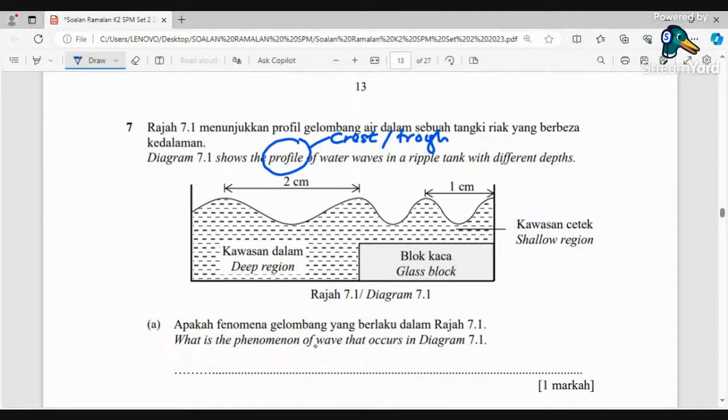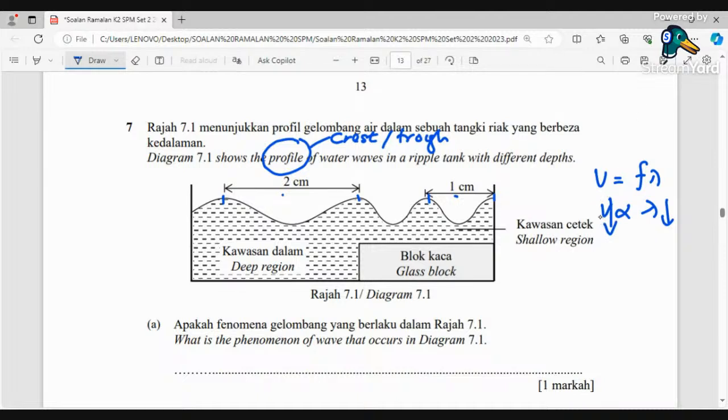Okay, what is the phenomenon of wave that occurs? So you can see the distance between two crests. Ini crest, ini crest, ini pun crest. Okay, ini 2 cm, ini 1 cm. So you can see there is change in wavelength. Daripada formula V equals F lambda, F constant. So V directly proportional to lambda. Kalau lambda decrease, maksudnya speed decrease.